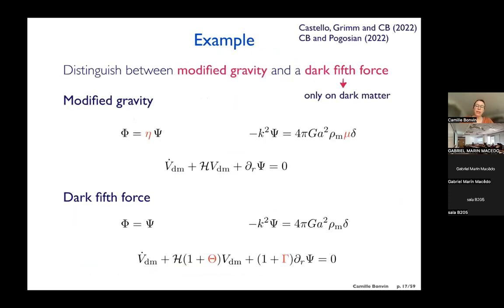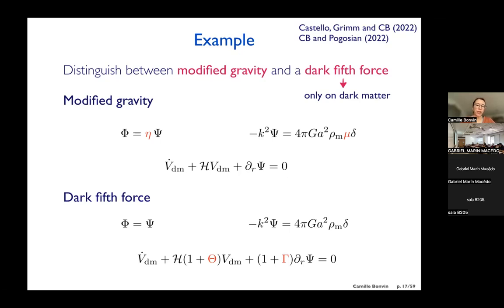So let me be a bit more specific here and discuss a specific case where we would like to distinguish between a modification of gravity, where we change the laws of gravity, and a universe where we would have a non-standard dark matter that would be affected by an additional force, a force that can be non-gravitational and that would act only on dark matter. This is what I call a dark fifth force. So these two types of scenario, they will both change the way the structures are growing as a function of time. And the question is, can we distinguish between these two types of deviation from lambda CDM cosmology?